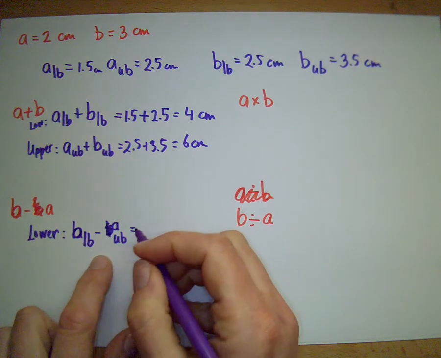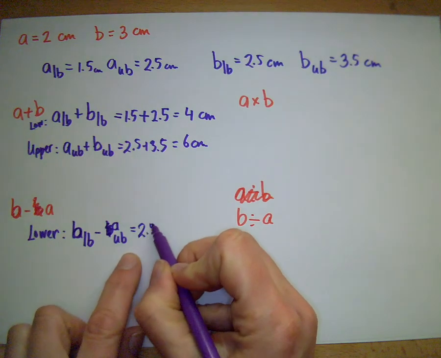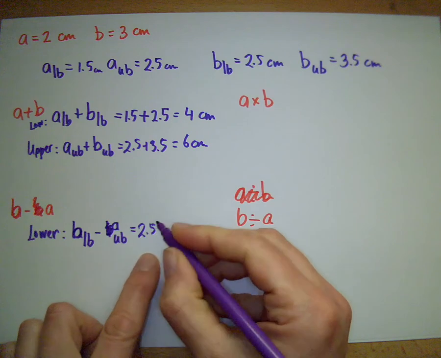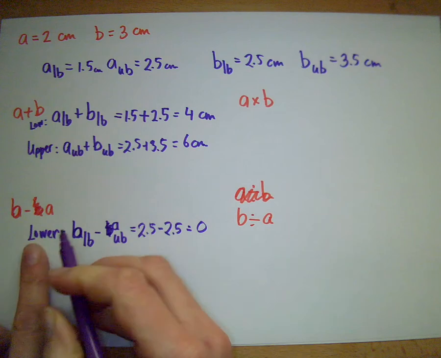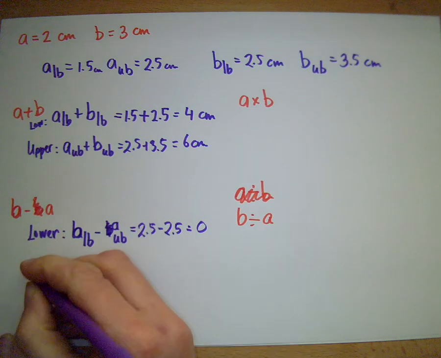B's lower bound is 2.5. A's upper bound is 2.5. Oh my goodness. We would be left with nothing. Well, that seems kind of low, so that sounds good.